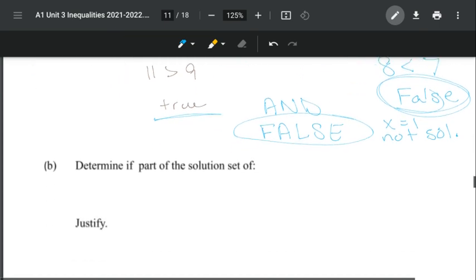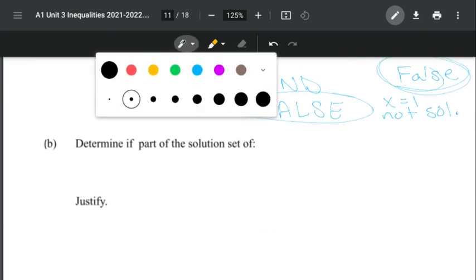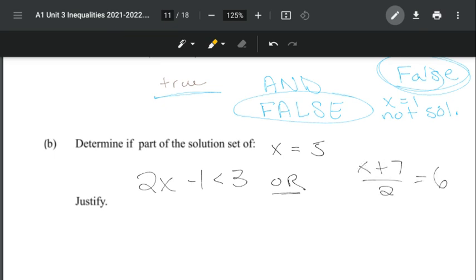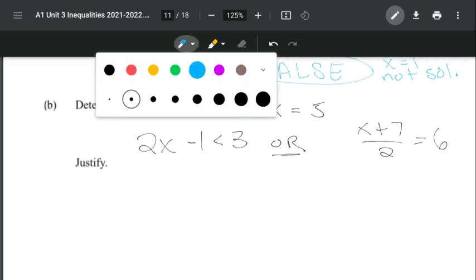For letter B, we're going to do the same thing. Let me rewrite it. So x equals 5, and here's our problems. 2x minus 1 is less than 3, and now we have the word or, x plus 7 over 2 equals 6. Okay, we're going to do the same thing, except we're going to plug a 5 in.